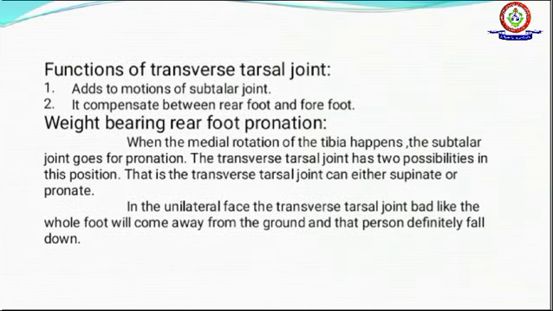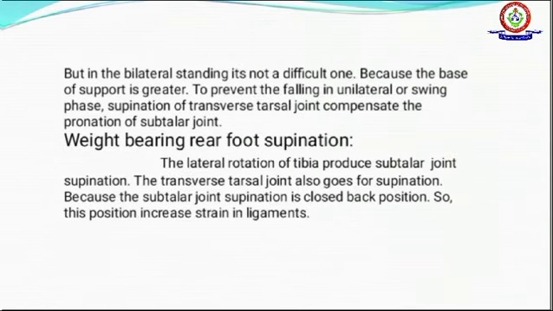In the unilateral phase, if the transverse tarsal joint pronates, like the whole foot, it will come away from the ground and that person will definitely fall down. But in bilateral standing, it's not a difficult one because the base of support is greater. To prevent falling in the unilateral or swing phase, supination of the transverse tarsal joint compensates the pronation of the subtalar joint.